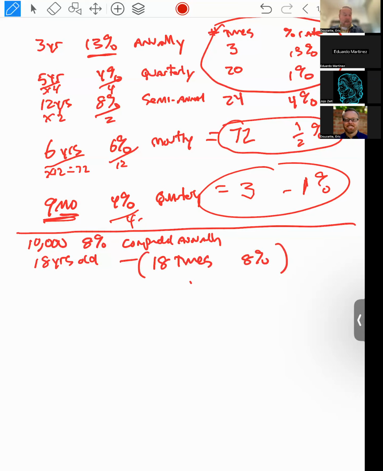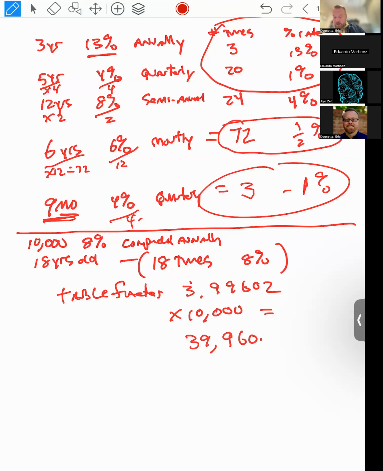So now I'm going to go to my table. And if I look at table 11.1, I can go down to 18. And I can go to 8%. And it comes out to, the table factor is 3.99602. That's my table factor. I would simply multiply the 10,000 by that. And my answer comes out to $39,960.20.